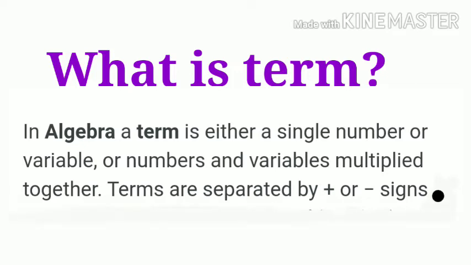Now let's see what a term is. In algebra, a term is either a single number or a variable or numbers and variables multiplied together. Terms are separated by plus or minus sign. Children, see one thing. A term is formed with either a single number or a single variable, or numbers and variables are multiplied, and they are separated by plus and minus. Now, let's see some examples to make it more clear.